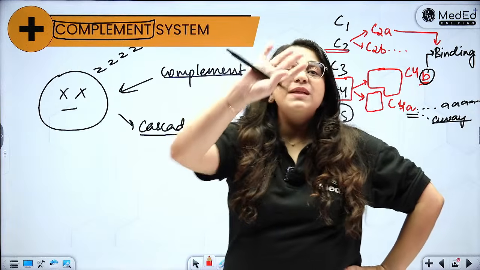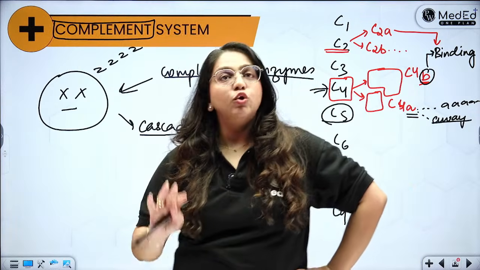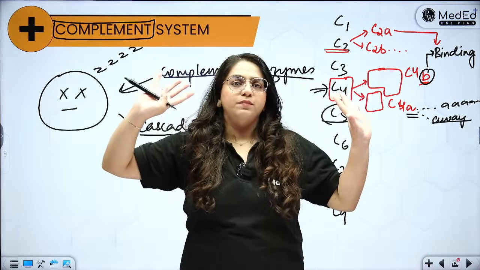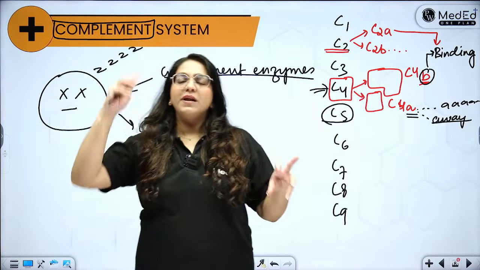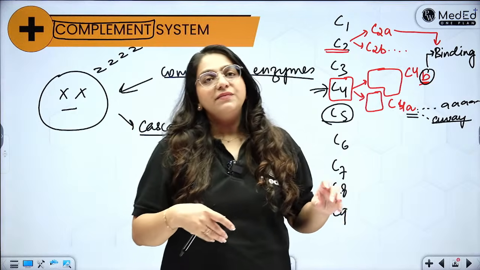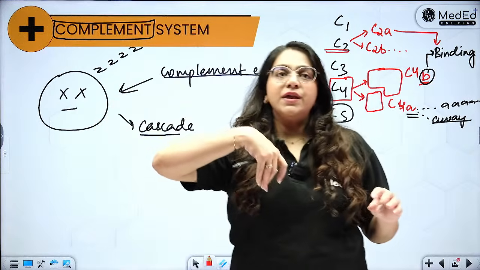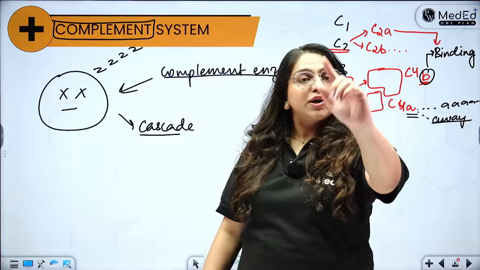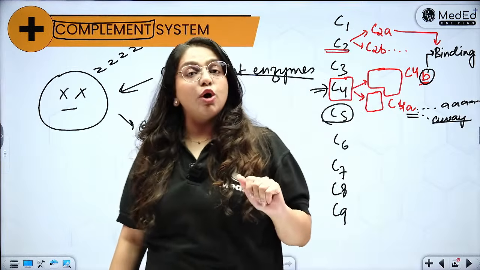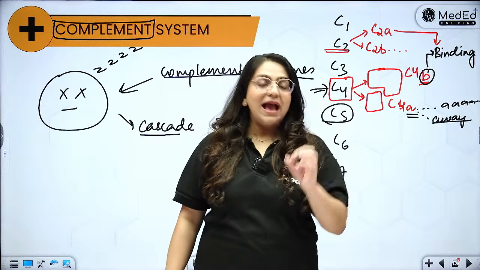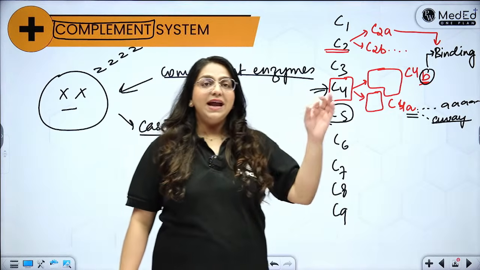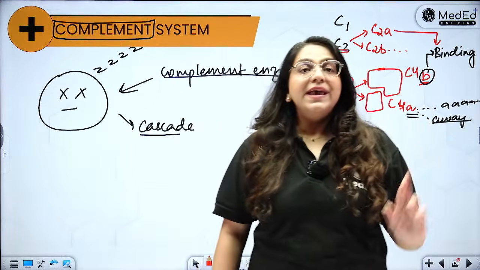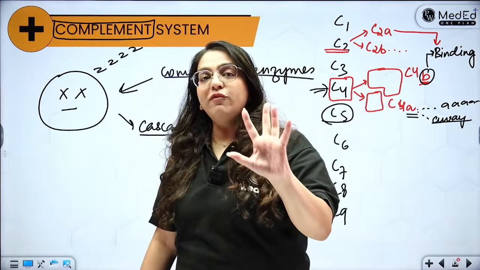What is the end point of the complement system? No matter where we have started from, no matter if we started from the classical pathway, the alternate pathway, or the lectin pathway, ultimately we reach a common point. What is that common point? That is MAC formation, which is membrane attack complex formation, or opsonization. These are the 2 end results of the complement pathway.